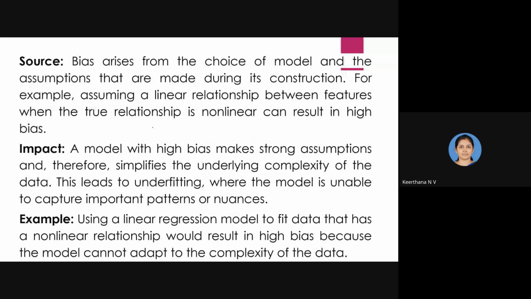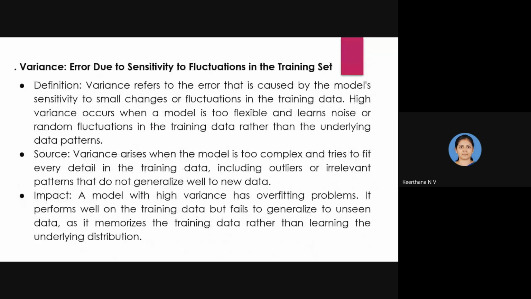So what is the source, what is the impact that can occur, and what are the examples? I have said the high bias and low bias examples, and here they have represented an example dealing with linear regression models. I have said that only. So this is a high bias situation and this is a low bias situation.